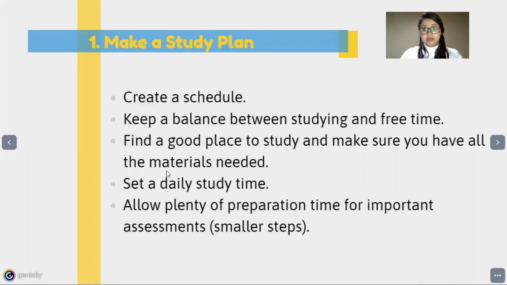So when teachers are creating their assessment instruments, they need to consider that, for example, for assessments like projects that are for a long term, it's important that they break up these assessments into smaller steps so that students have more preparation, more time to prepare and to deliver the assignment.